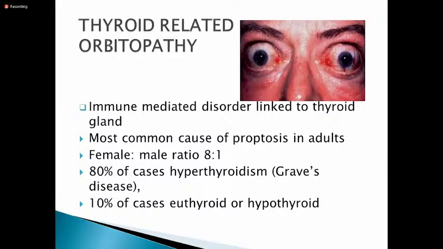Briefly on thyroid orbitopathy. Thyroid orbitopathy, or thyroid-related orbitopathy, is the manifestation in the orbit of patients with Graves' disease or Hashimoto's thyroiditis. This is very common, because thyroid orbitopathy is the most common cause of proptosis in the world. It affects female to male in the ratio of 8:1. This is the same ratio as Graves' disease.